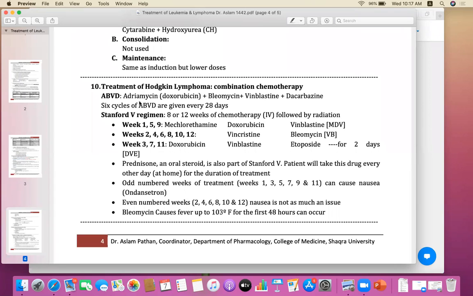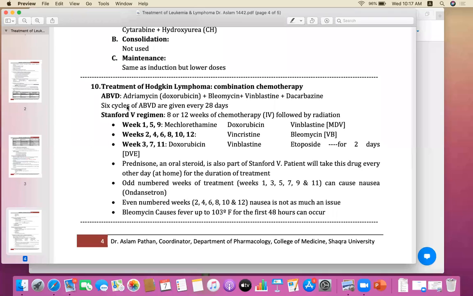A for adriamycin, which is another name for doxorubicin. B for bleomycin, V for vinblastine, and D for dacarbazine. We have to prescribe 6 cycles of ABVD every 28 days. Every 28 days means about 1 month, so this therapy for Hodgkin lymphoma lasts about 6 months.